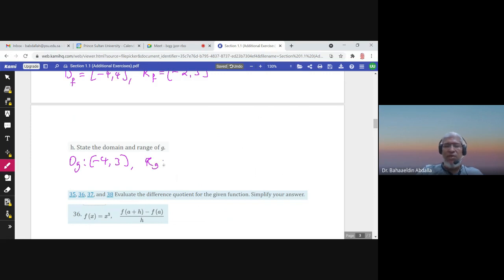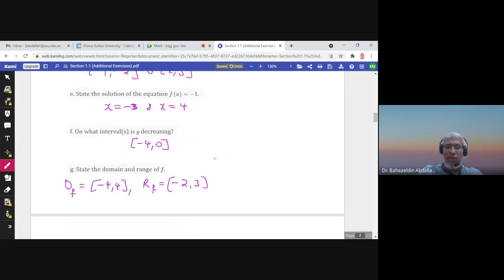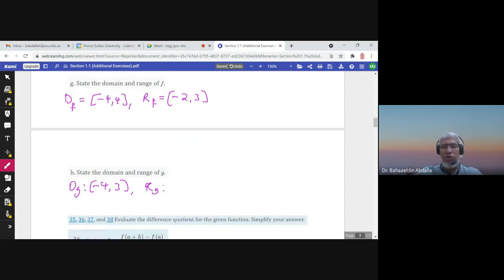And the range of g, this is the lowest value, the lowest y value. Say it's about 0.5 and up to 4. So from 0.5 to 4, that's the range of g.